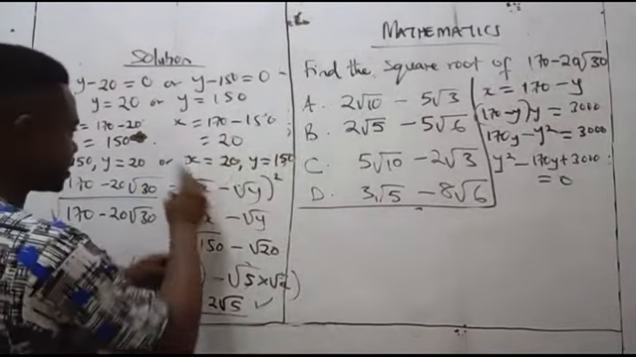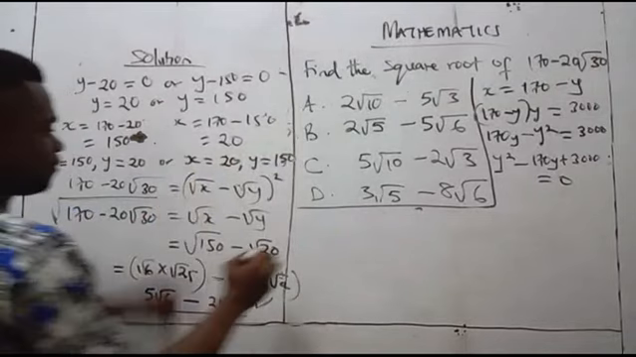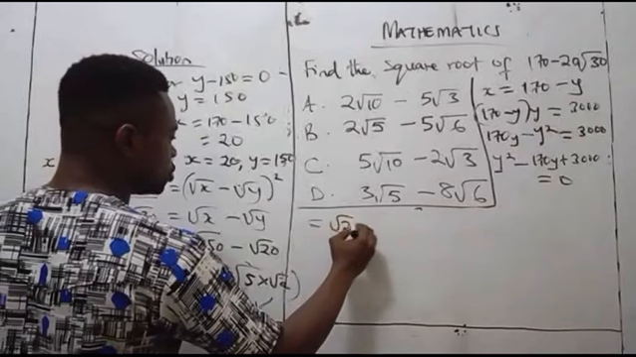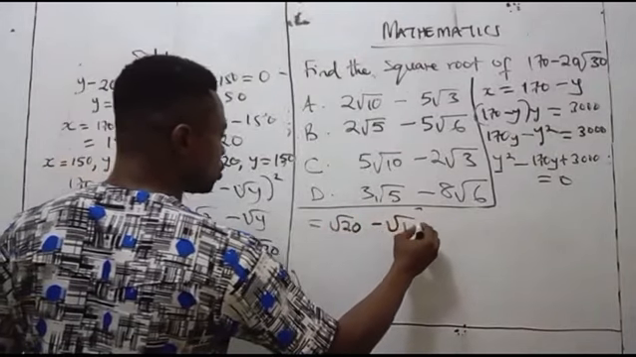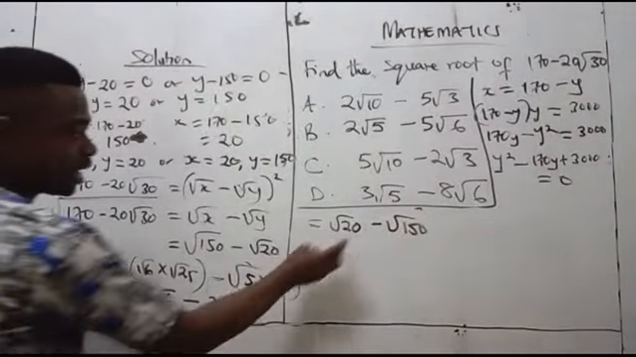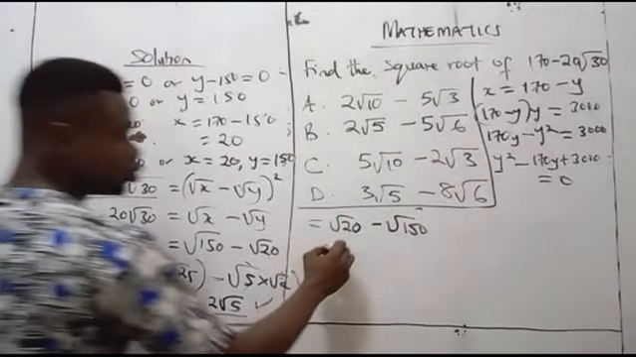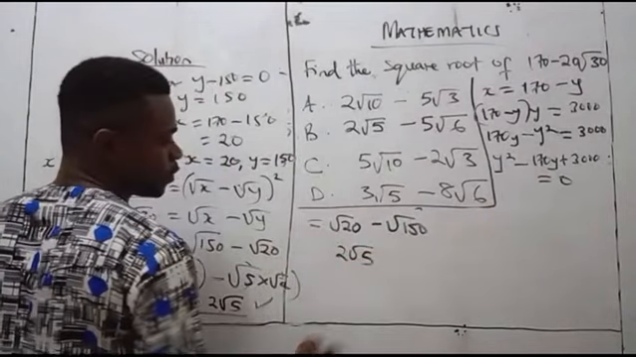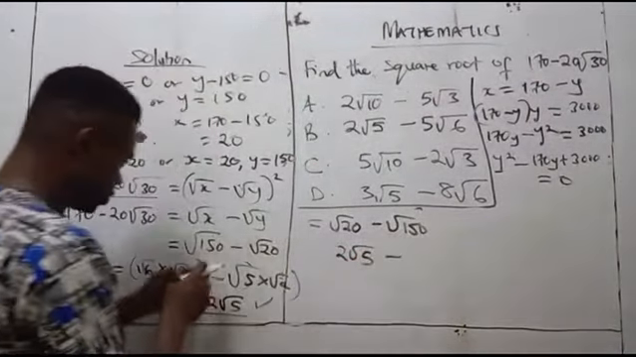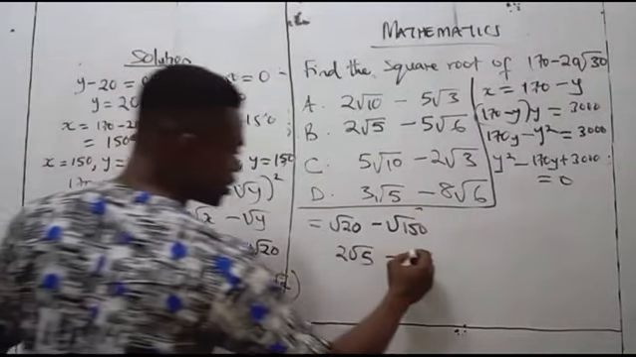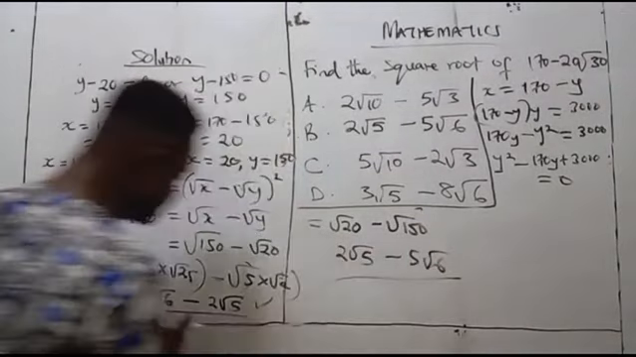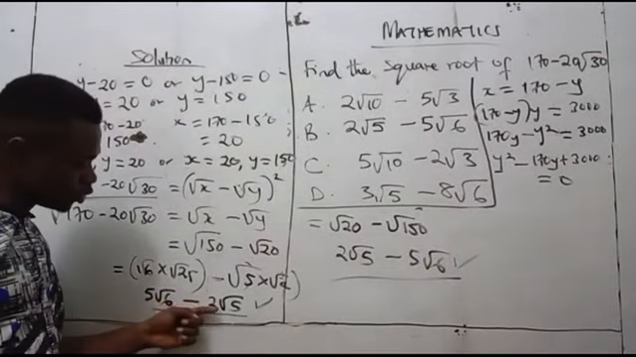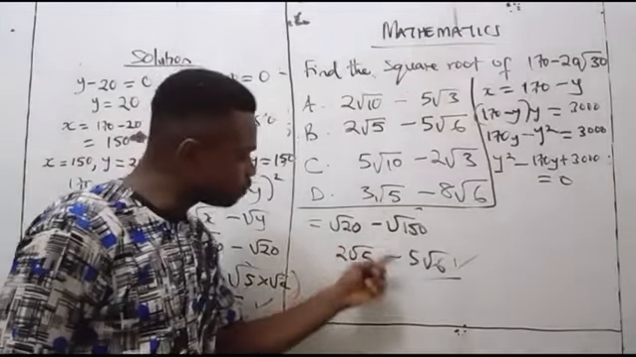Let's go. So for this second range of values, root x is root 20 minus root 150. The same thing happens here. If you break this down, root 20 will give us 2 root 5, minus root 150, which gives us 5 root 6. So these are the values: 5 root 6 minus 2 root 5, or 2 root 5 minus 5 root 6.